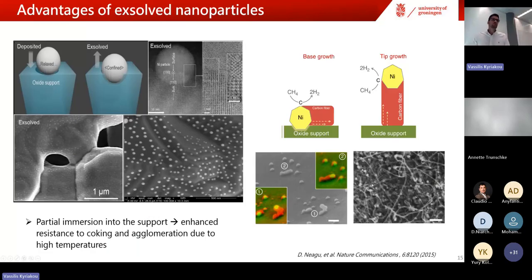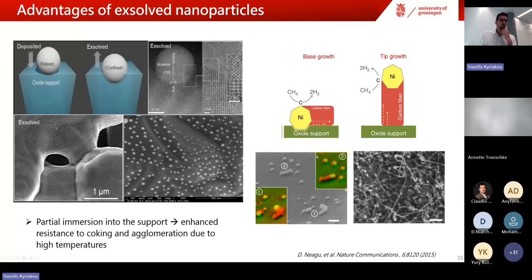Once you have the particles, what is their main advantage? We're talking about high temperature applications where you can understand you're working with materials, so you are aware that if you just deposit particles on an interface, on an oxide host, for instance, you will have significant agglomeration and sintering of the particles at high temperatures. This is because they have a shallow interface with the oxide host. But if you have exsolution, your particle is already partially immersed inside the oxide host. And this makes it more confined.